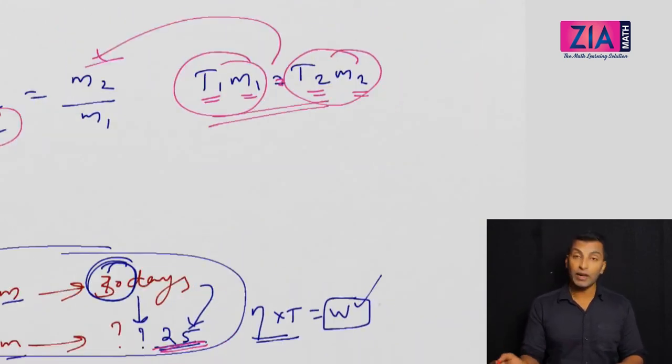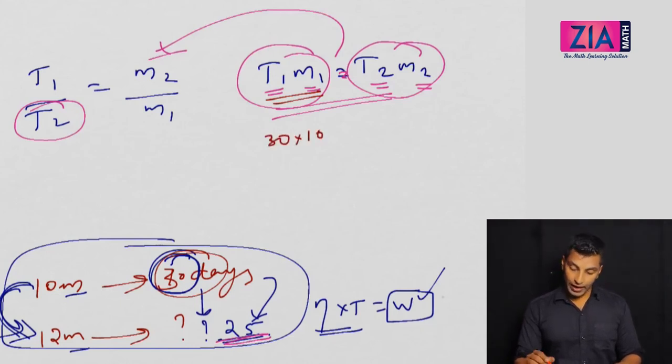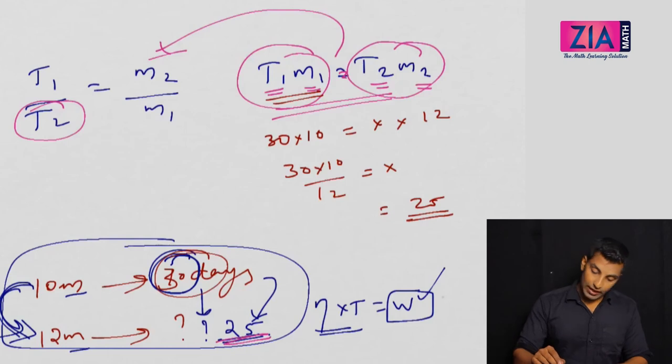So what is T1? T1 is the initial number of days, that is 30. M1 number of men, that is 10. So 30 into 10, which is equal to T2, that is what we need, X, into M2 number of men, that is 12, right? So 30 into 10 divided by 12 is equal to X. That is nothing but 25. You get the answer.